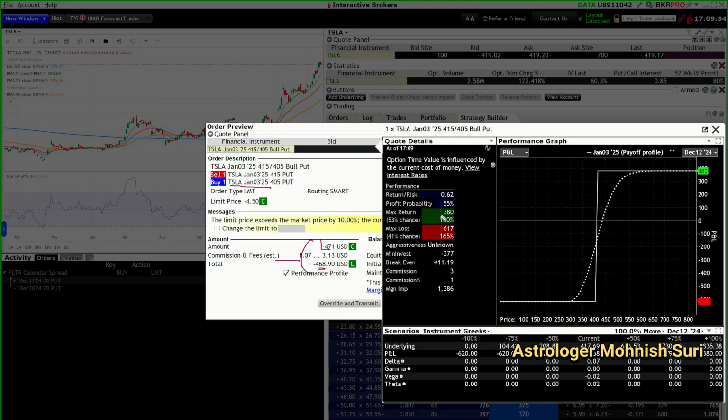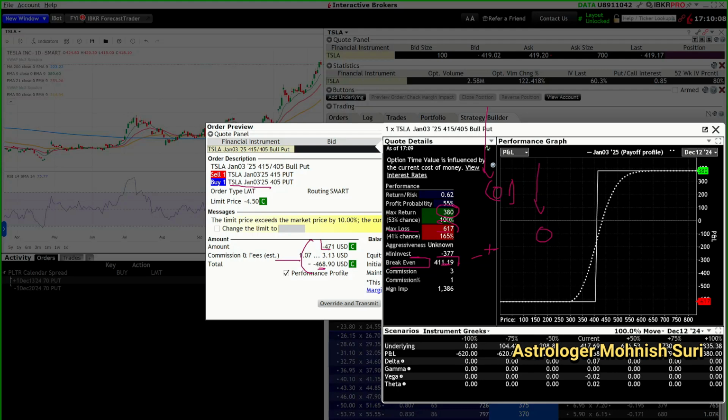So what we will be making overall, so maximum return we will get executing this trade is $380. And the maximum loss means, let's say Tesla comes to zero, which is less than 0.0% chances, right? No stock gets to zero level. So even if stock goes to zero, all we will lose is $617. And as long as this particular stock, the Tesla stock, is above this price, break even 411, you are making money. You are in profit.